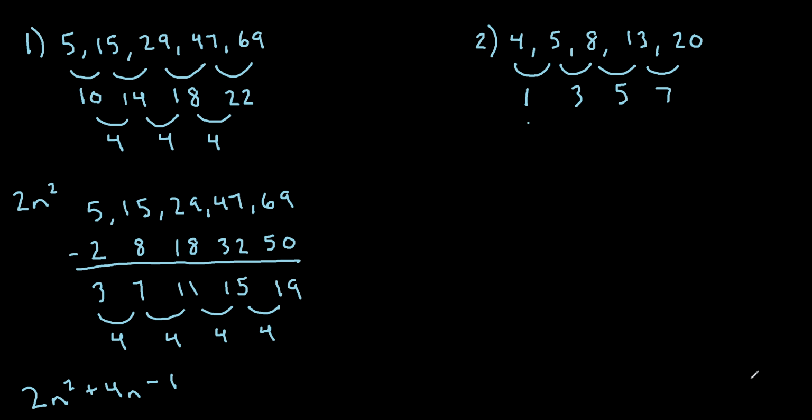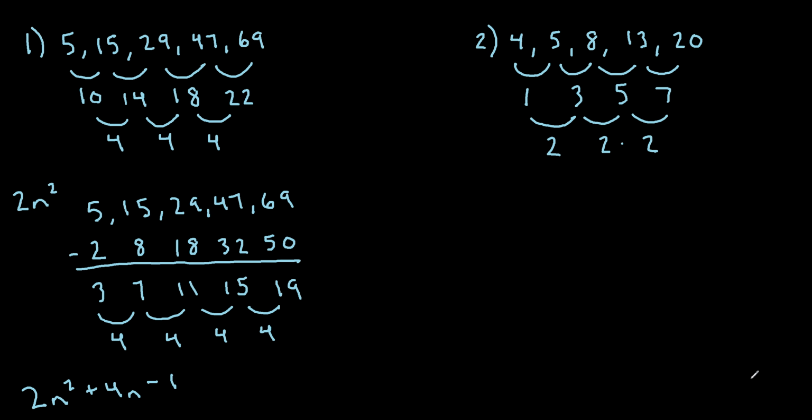Now let's find the second differences. So that's from 1 to 3. What would we need to do? We need to add 2. To go from 3 to 5, add 2. From 5 to 7, add 2. And once again, we can see that all of these numbers in the second difference are the same numbers. So this tells us that it is indeed a quadratic equation.